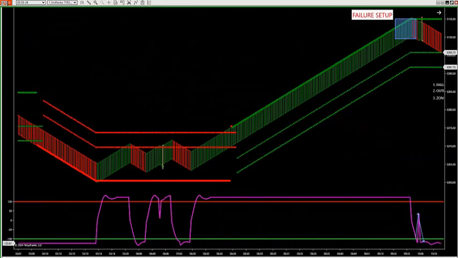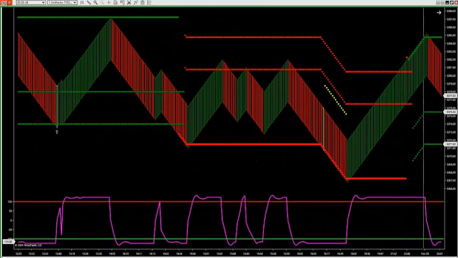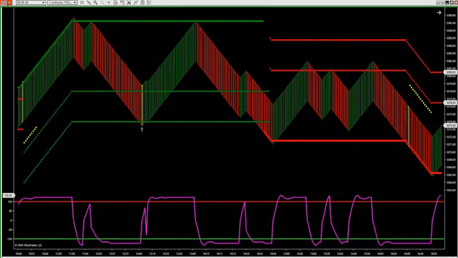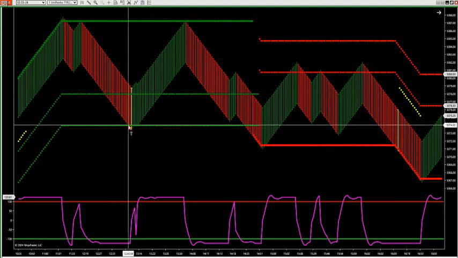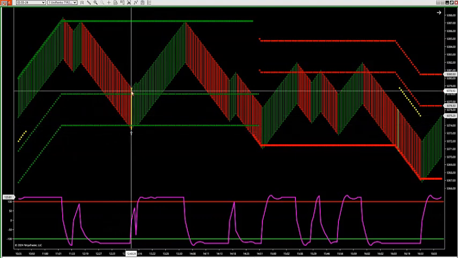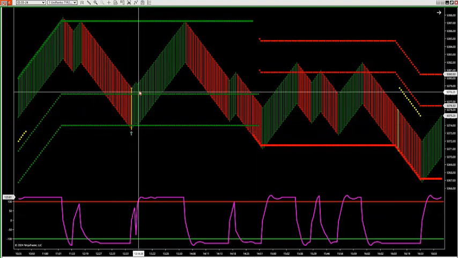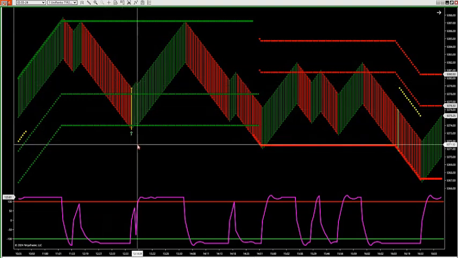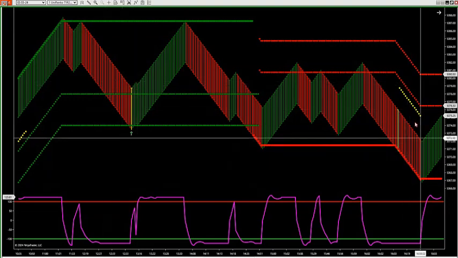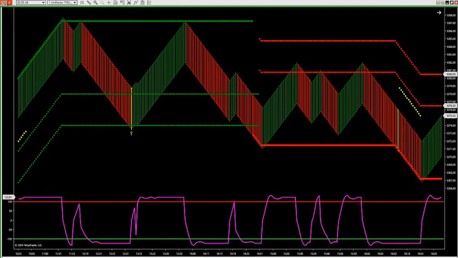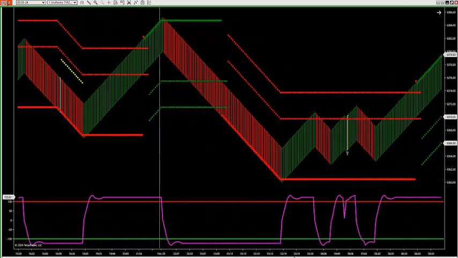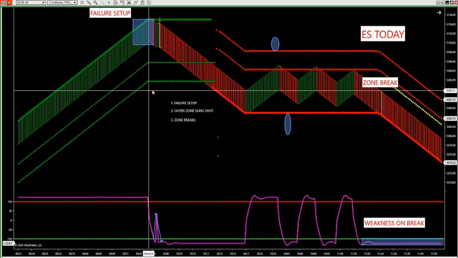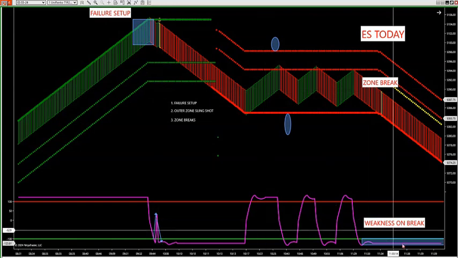So these will turn yellow, like I said. If it's an outer zone, the outer zone will look like this. It will turn yellow. So if it gets to the outer zone and gets back inside the outer zone, it will turn yellow also, and it will give you an audible alert on your speakers. So you have three setups that give you an audible alert: the outer zone, which we'll look for this morning, the zone break, and then the failure trade right here that went off yesterday.